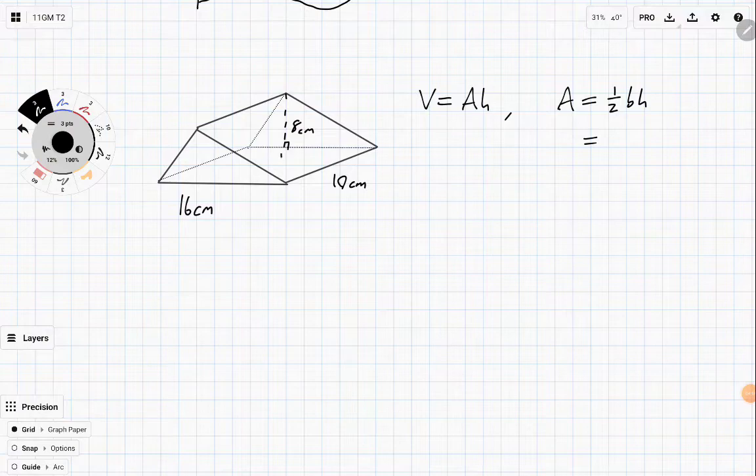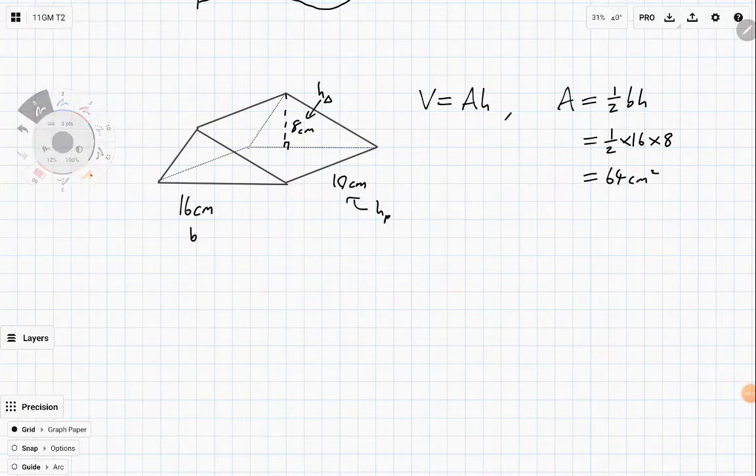The triangle has a base of 16 centimeters and its height is 18 centimeters. So this is our h for the triangle. Alrighty, so it's going to be half times 16 times 8, which is equal to 64 centimeters squared, right? Because it's an area calculation. And the height of the prism, it's called HP, is going to be 10. Why? Because that's the actual distance between these two triangles. It's 10 centimeters. So that's going to be our height.